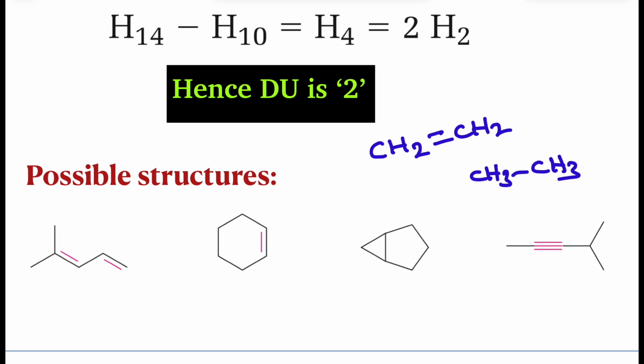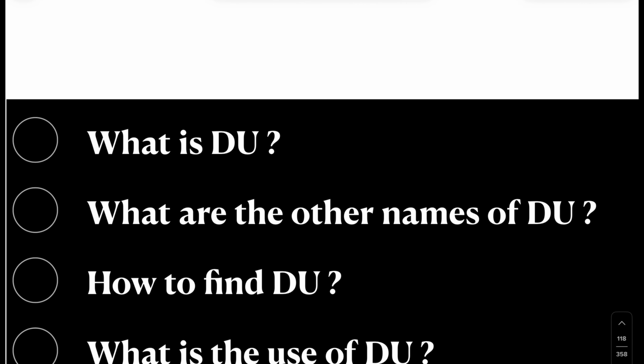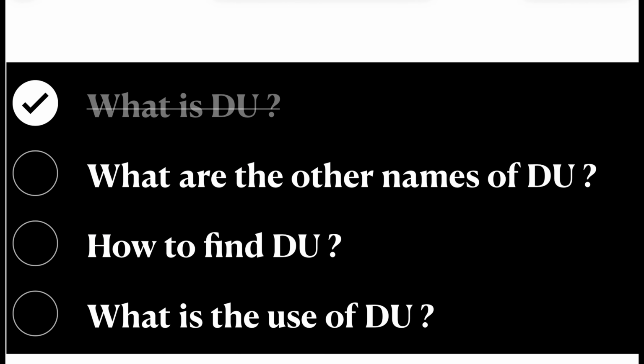So this is about degree of unsaturation. We understood the exact meaning of degree of unsaturation. Now, what are the other names of degree of unsaturation?